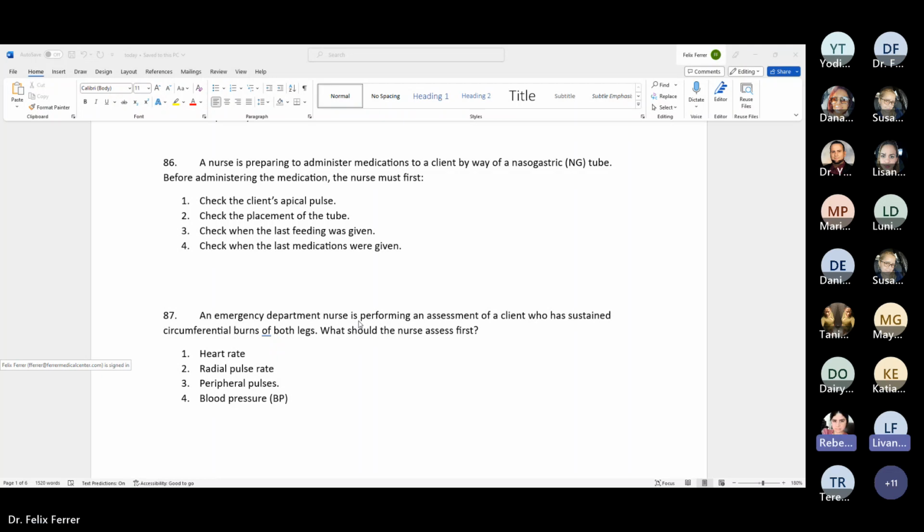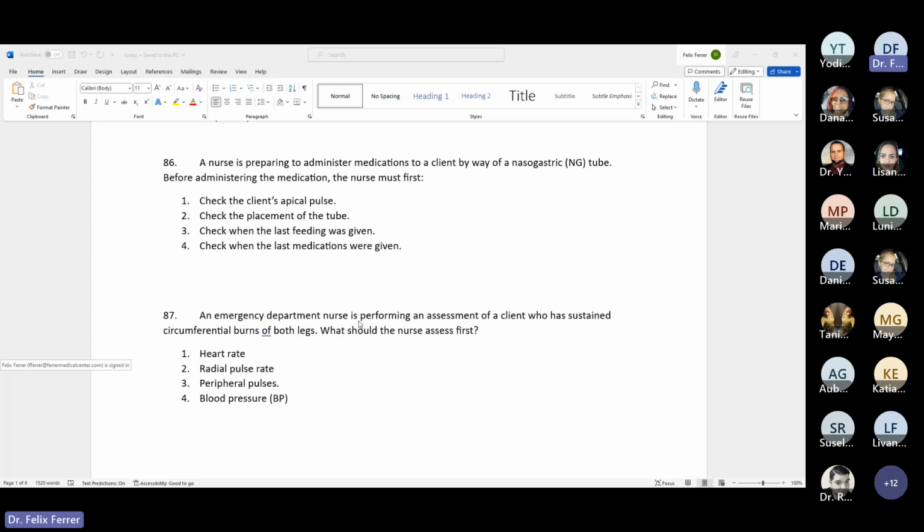By the acid in the stomach. Say that again. By the acid in the stomach, a pH of less than 4. Checking the nasogastric residual, right? Okay, really good. What is the normal gastric pH? Less than 4, or 4.